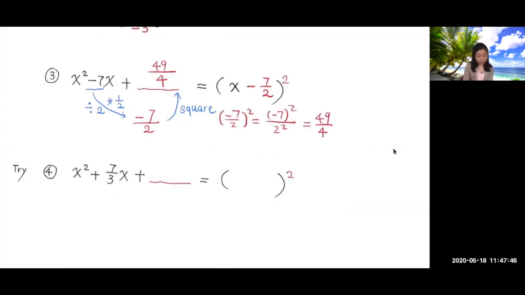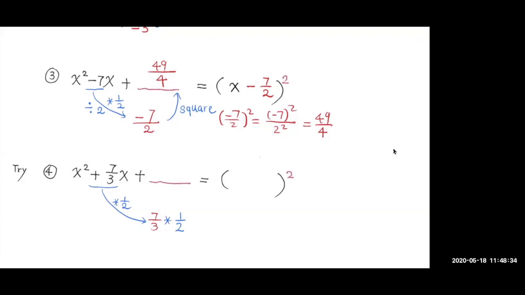Then number 4, it's a little bit challenging, so how about we try it together? Over here we have x squared. Now the coefficient here is 7 over 3. We're going to take half of it, in other words multiply by 1/2. What is 7 over 3 times a half? 7 over 6. Yes, it is 7 over 6.